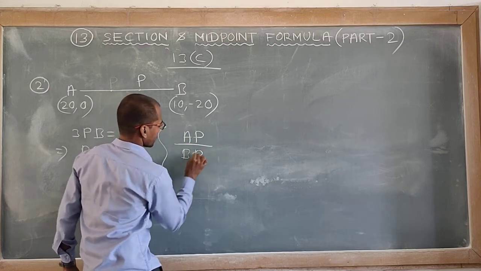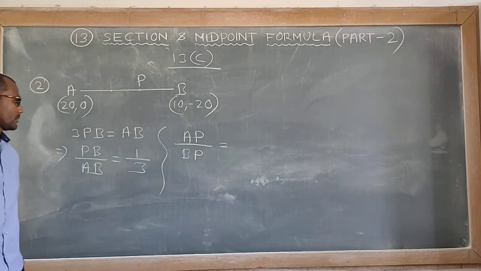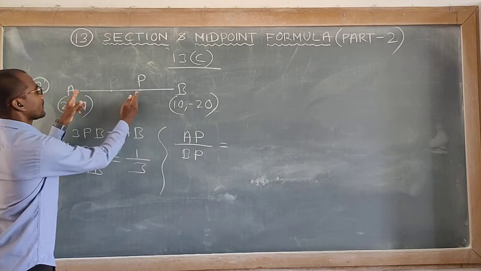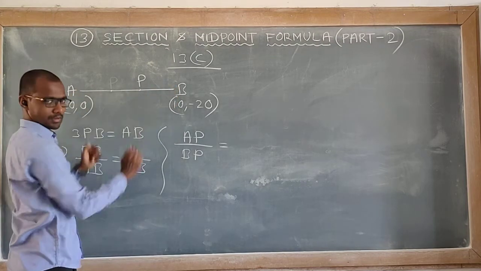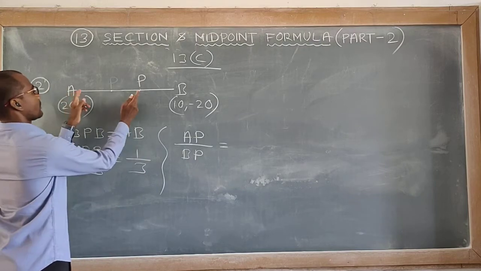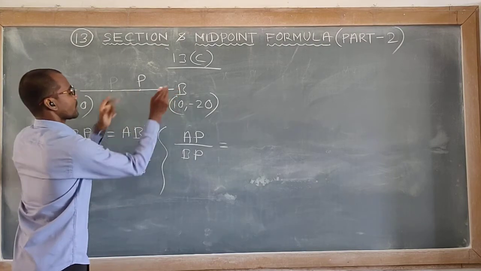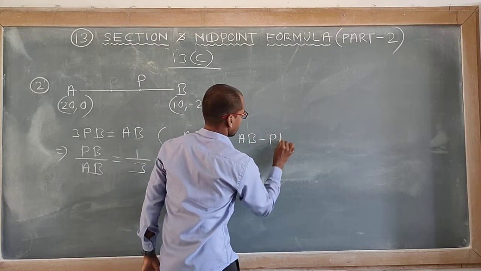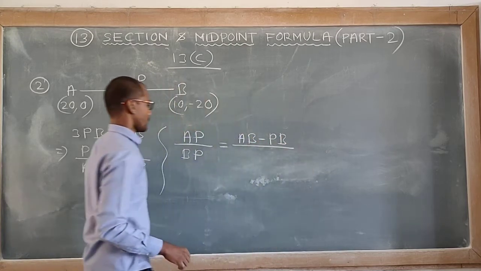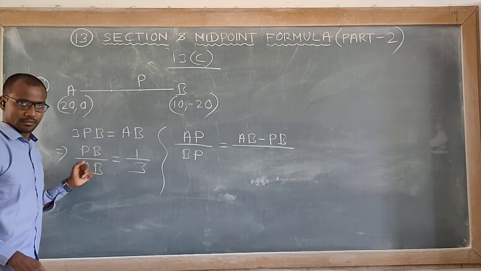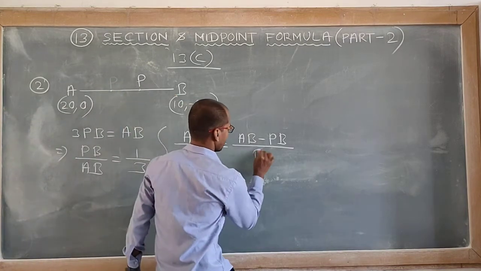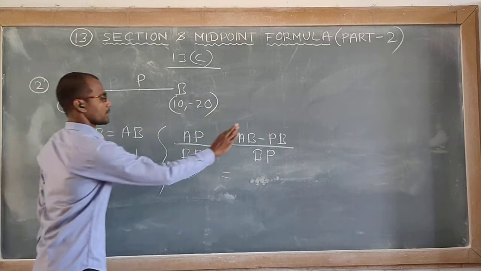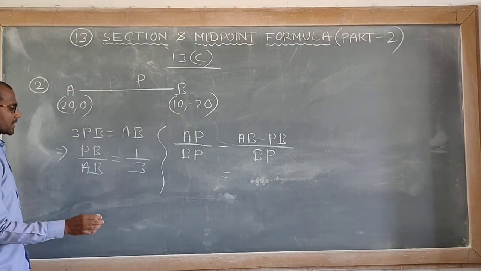AP by BP is equal to, what is AP? How to get AP? AP is AB minus BP. You can see the diagram. And BP is already given. So I am writing AB minus BP.